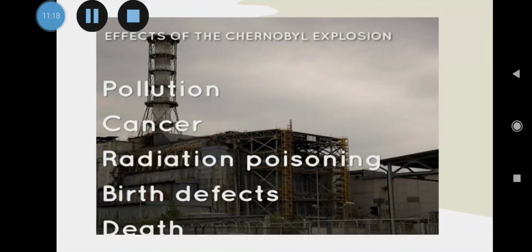The after effects of the Chernobyl explosion in the form of diseases include cancer, radiation poisoning, birth defects, etc.